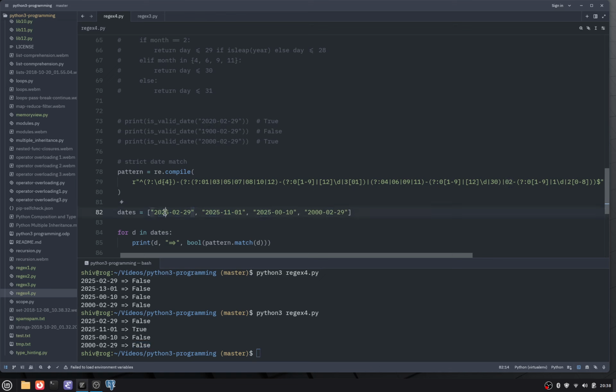This is wrong because 25 does not have 29. We have not provisioned February to have 29. So this will fail, and this will fail because February does not have 29. This is because month is 0, and this was failing because month was 13. So that is one of the cases where we match the dates. So now months are appropriate with the date, but we have not yet factored for leap year.